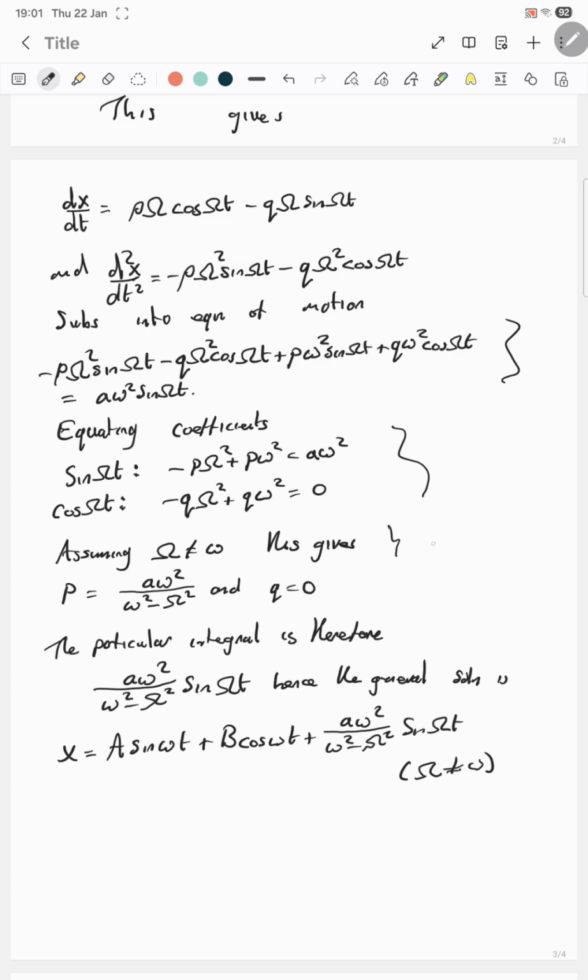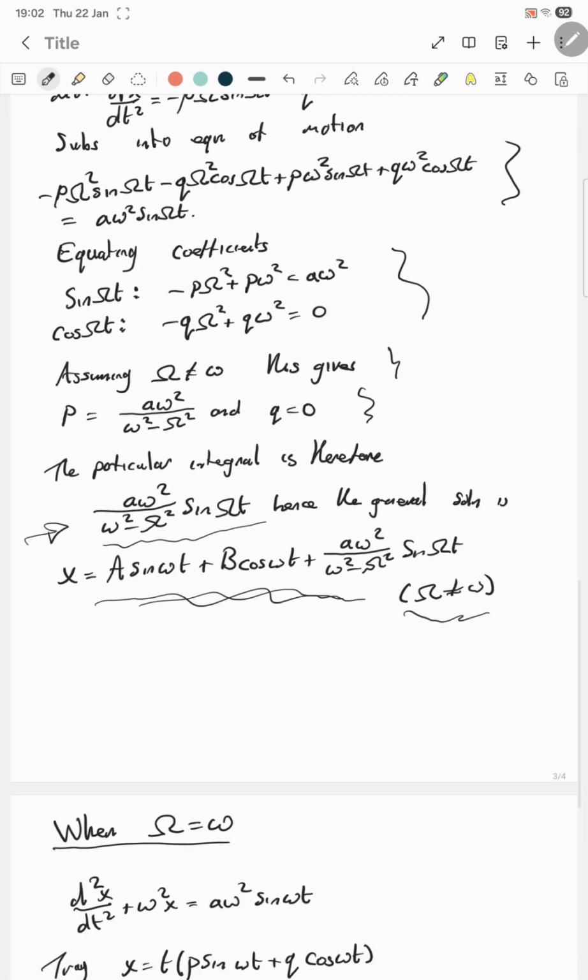and assuming omega does not equal, it is lowercase omega, I think. We get this for our values. So the particular integral is therefore given here, which leads to this solution here for these omegas not being equal.